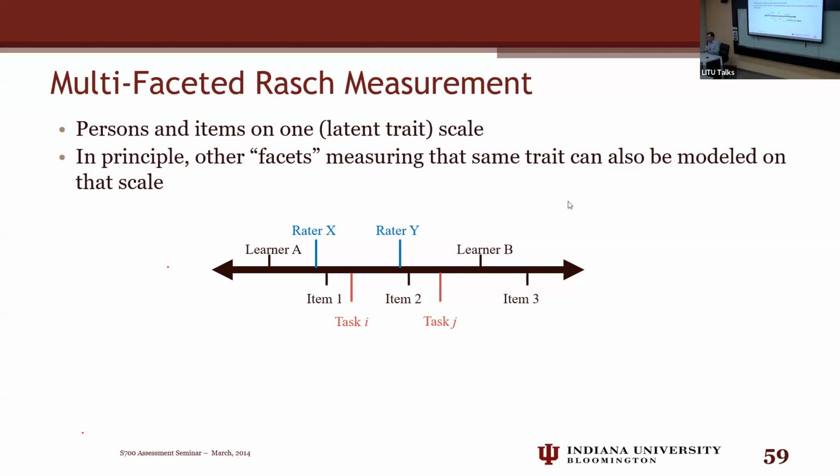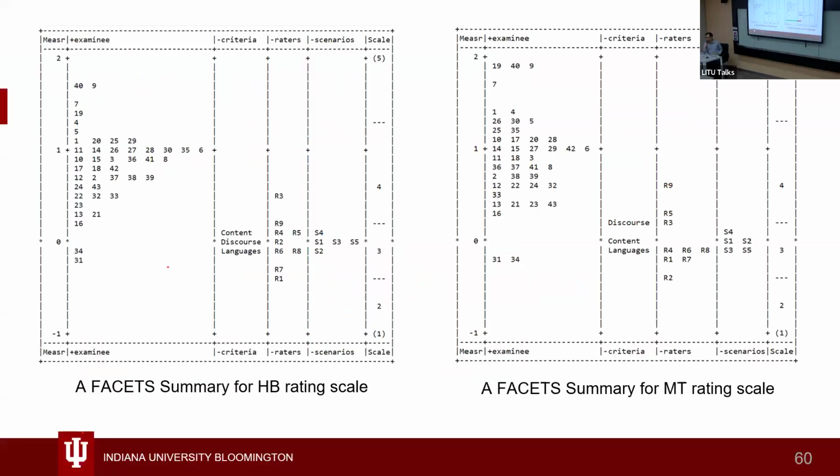Okay, so moving on to the next one. Here we have the facet summary for HB, which stands for hierarchical binary rating scale, and the facet summary for the multi-trait rating scale. In the first table, the column we call the measure is a logit scale, like a standard deviation. So 0 doesn't mean that your score is 0. It's average. +1 means you are 1 logit above the mean, and if someone scored 2, you are 2 logits above the mean. The higher, the better. And these two students are below the mean.